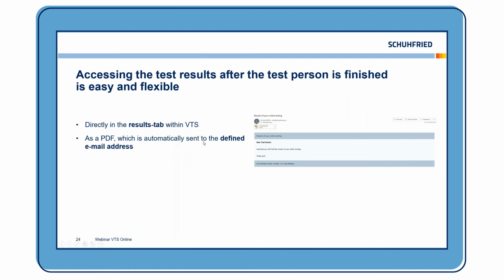The other option that is also available is to open the PDF that's automatically sent out to the defined email address. When you've set that up, you will receive this email with an attachment with the test results that is secured with the password you've chosen in the administration software.